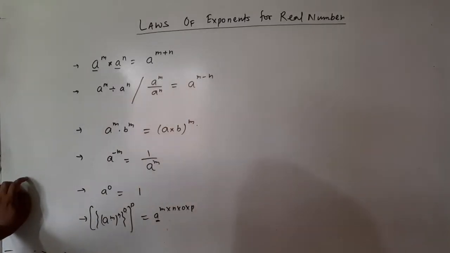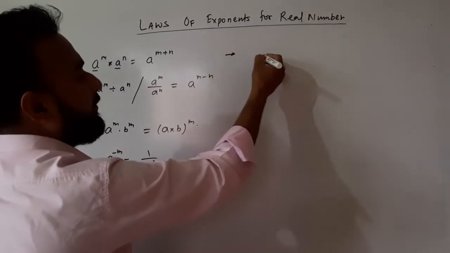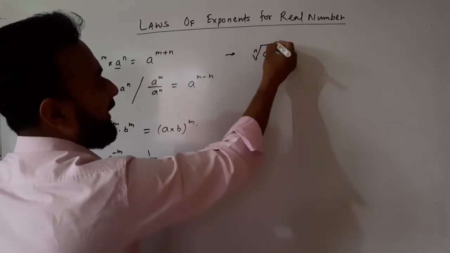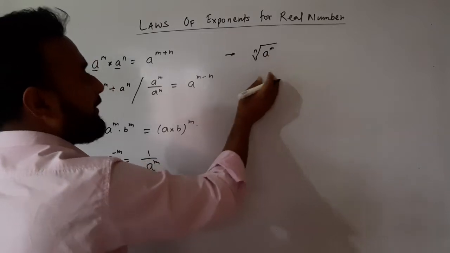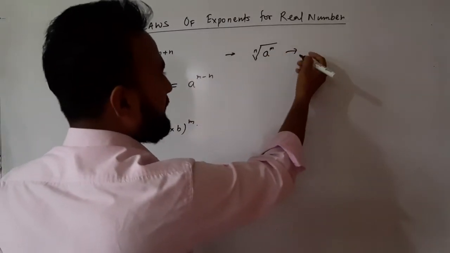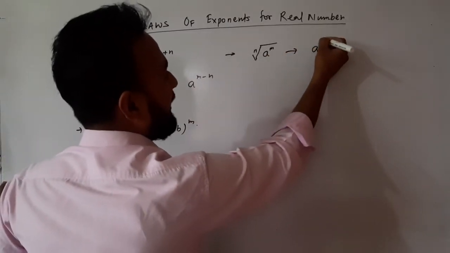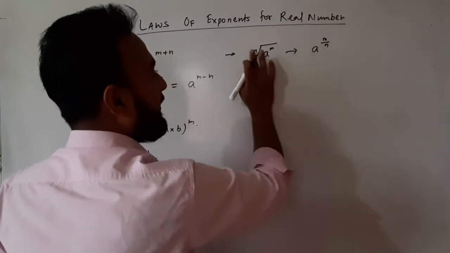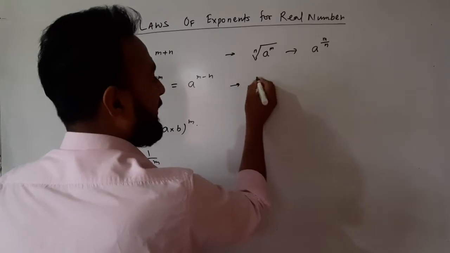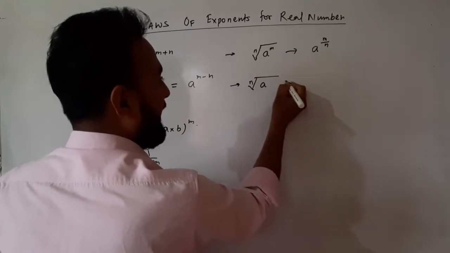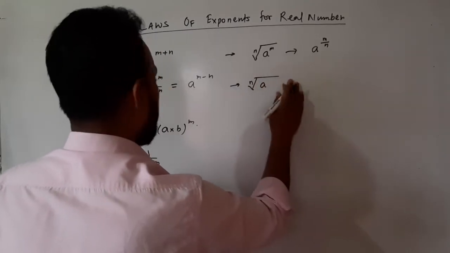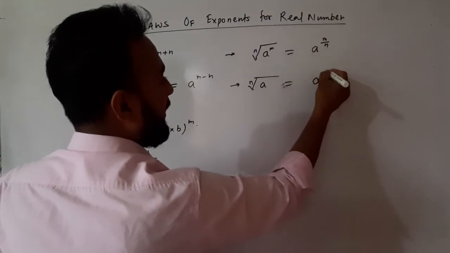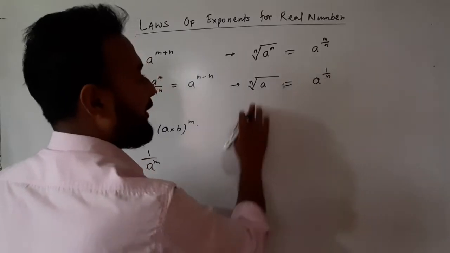Next, if you have the n-th root of a to the power m, what is the formula? Here it is a to the power m by n. ठीक है, ये वाला पावर न्यूमरेटर बन जाएगा, ये वाला डिनोमिनेटर बन जाएगा. And whenever you have the n-th root of a, this will give you a to the power 1 by n.